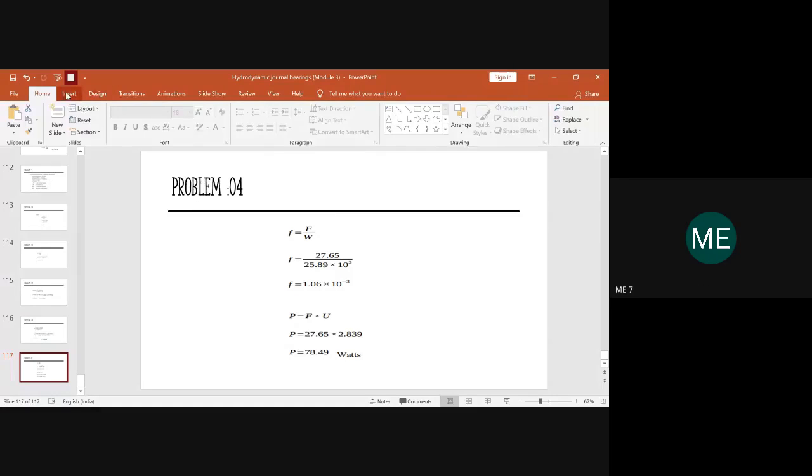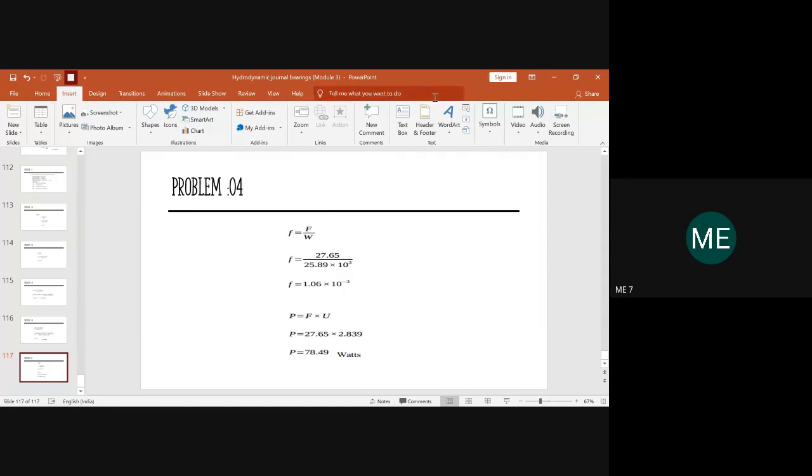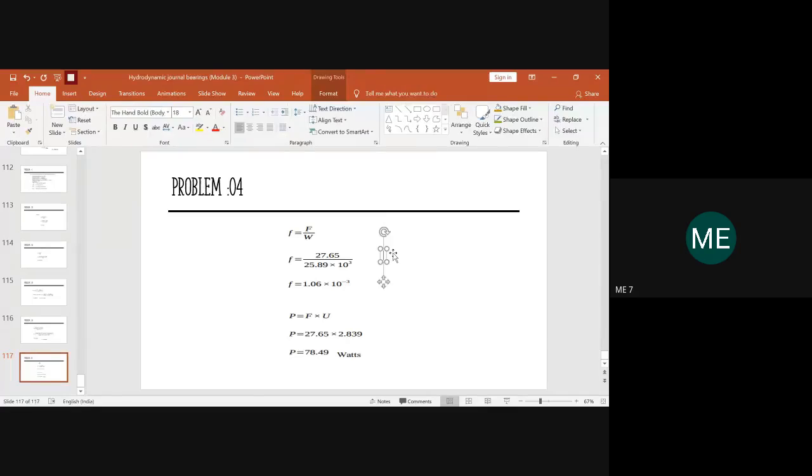And what about the coefficient of friction value? How much did you people get? Ma'am, 0.057. Fine. Once the coefficient of friction is obtained, lastly we need to determine the power. So kindly calculate the value of power and let me know.